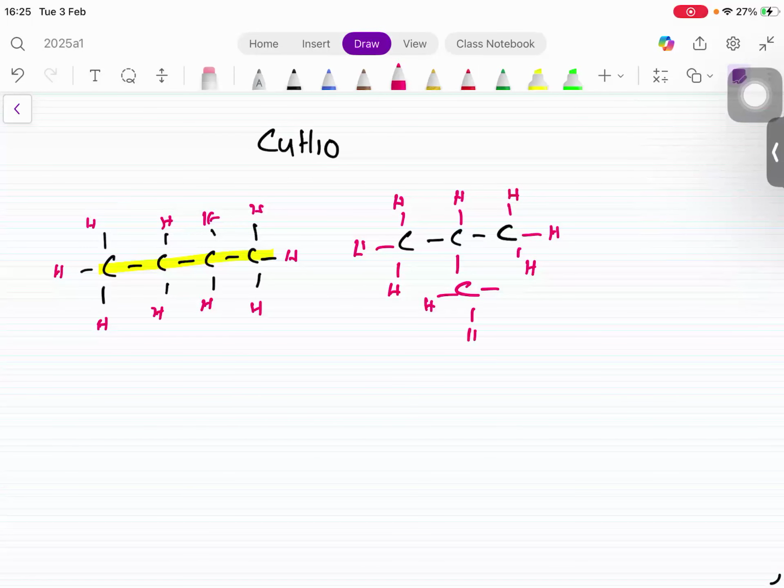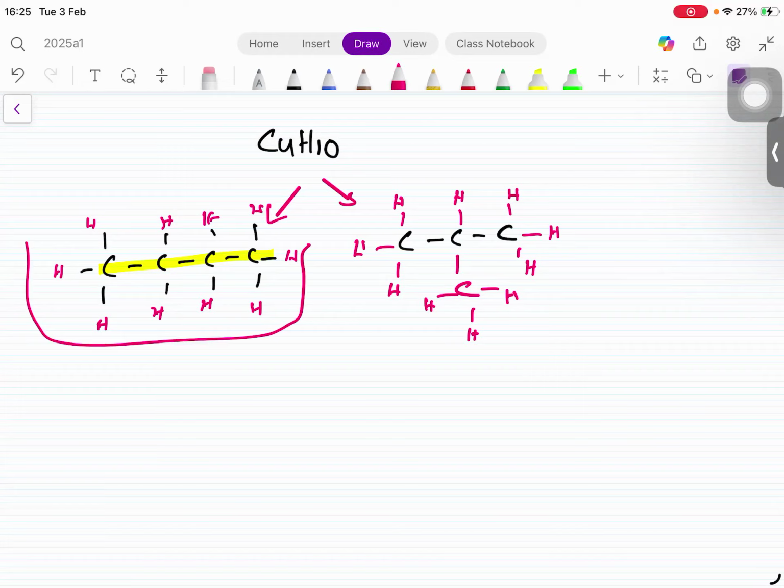One is butane, one is 2-methyl propane. So my question to you is, what do you think? Are these two different compounds with one molecular formula, or are these two different structures of one compound? This is the misconception which carries on from O levels. These are two different compounds. They have one molecular formula. I'll give you an example.